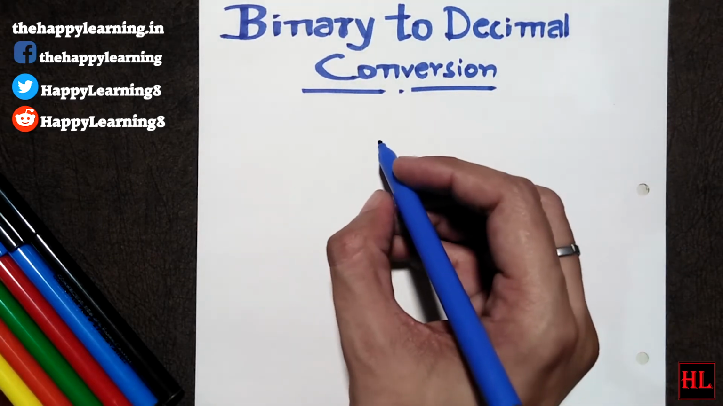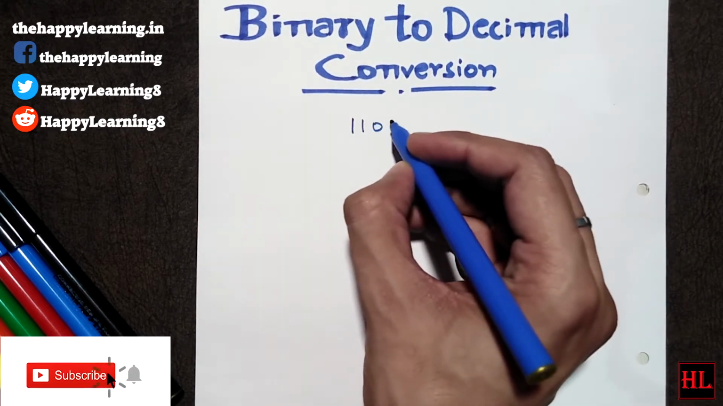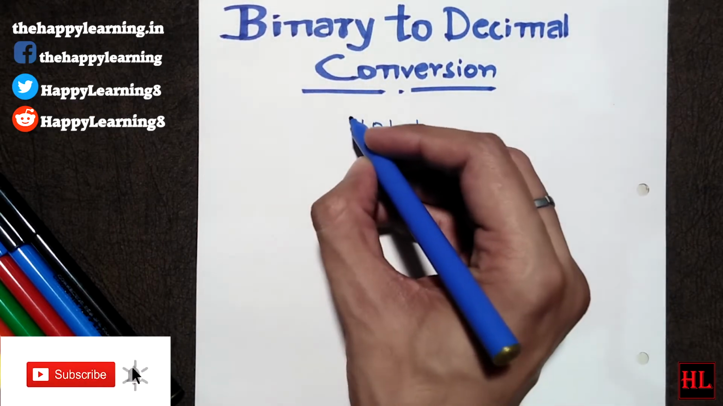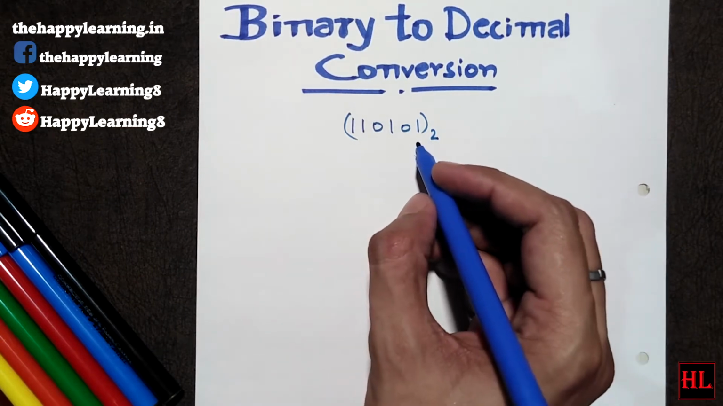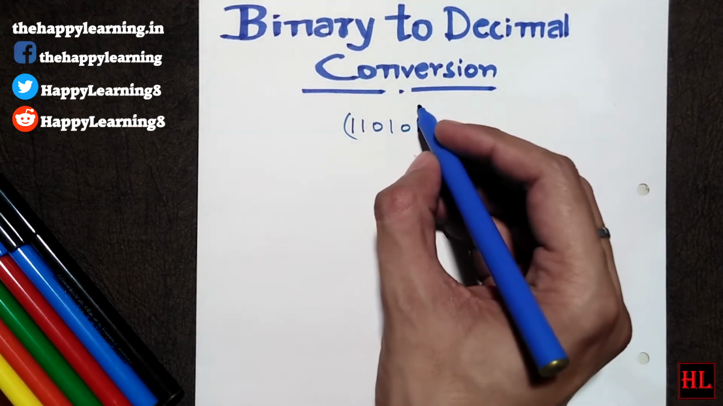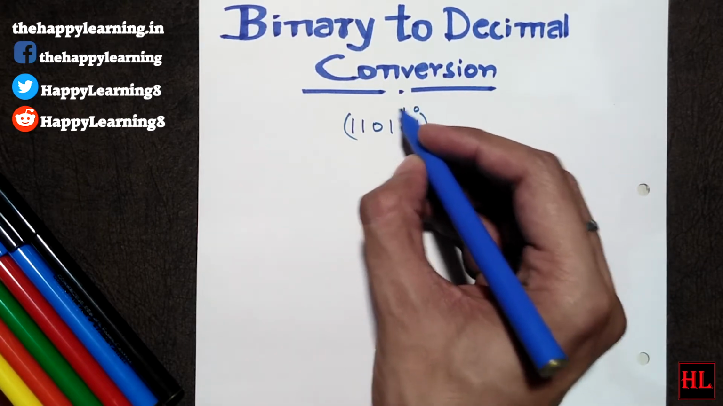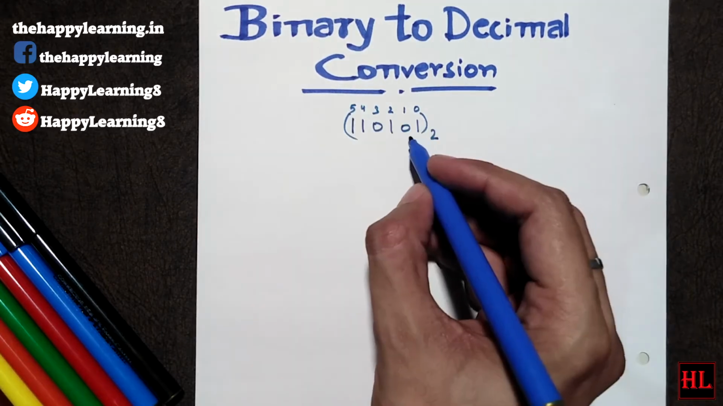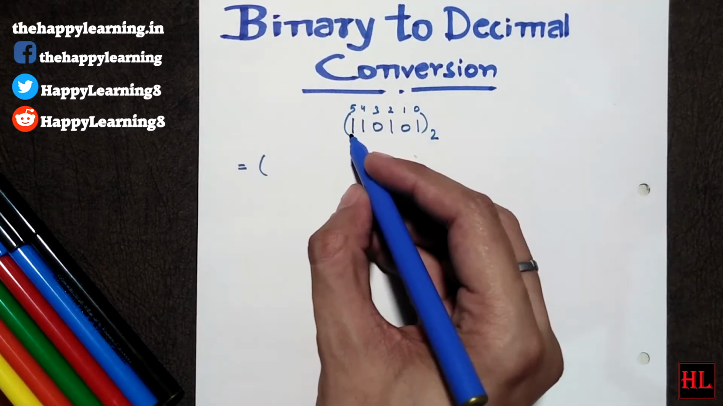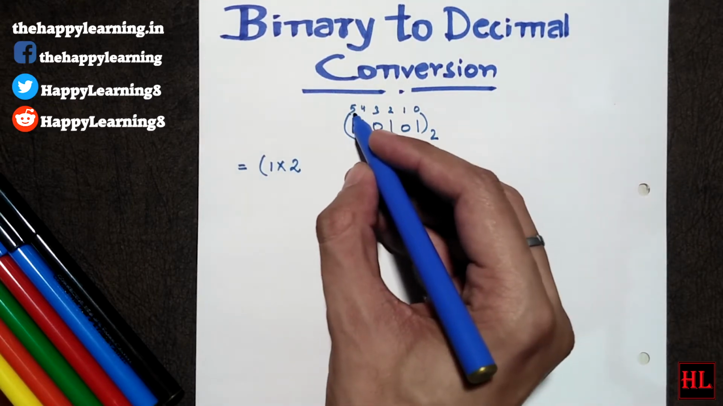So let's say we have a binary number 110101 and we need to find its decimal equivalent. So what we'll do is we'll write the numbers from right to left as 0, 1, 2, 3, 4, 5 on each of these digits. We'll multiply this digit with 2 raised to power this value.